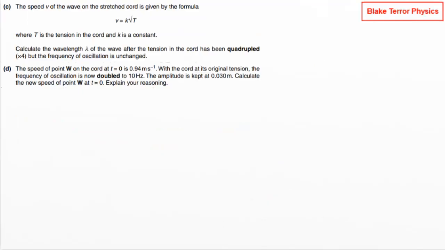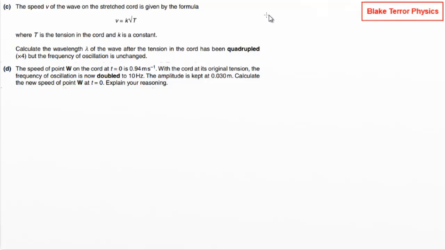Oh, we got more of it. Right, still on the same question. The speed v of the wave on the stretched cord is given by this formula. V is a function of tension. T is the tension in the cord, K is a constant. Calculate the wavelength of the wave after the tension in the cord has been quadrupled, but the frequency is unchanged.